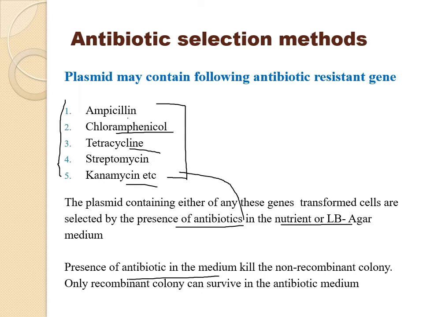So the presence of any of these will kill the non-recombinant colonies, which are not transformed. The untransformed ones will get killed in this process, and only the recombinant ones will survive. So this is a very easy testing process, as you know. As we use the presence of antibiotics in the vector or the gene, all the non-recombinant, untransformed ones die, whereas the recombinant colonies survive in the antibiotic medium.